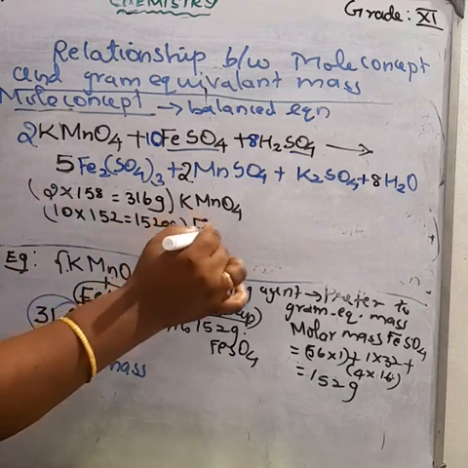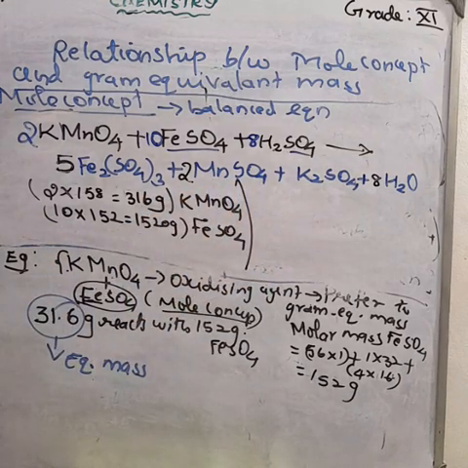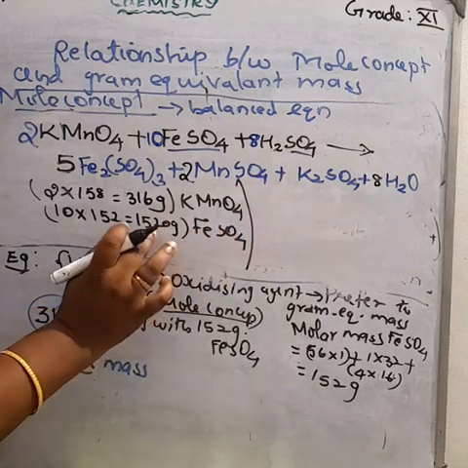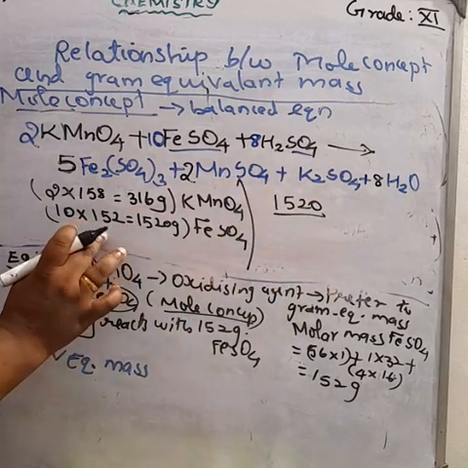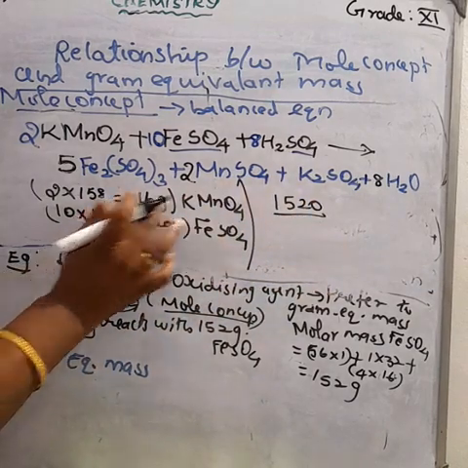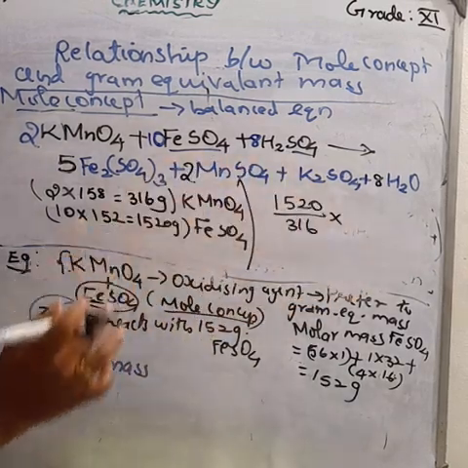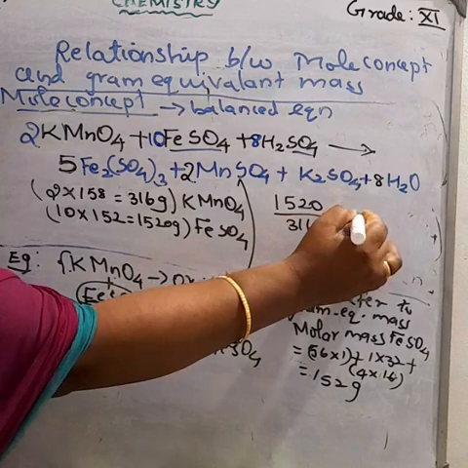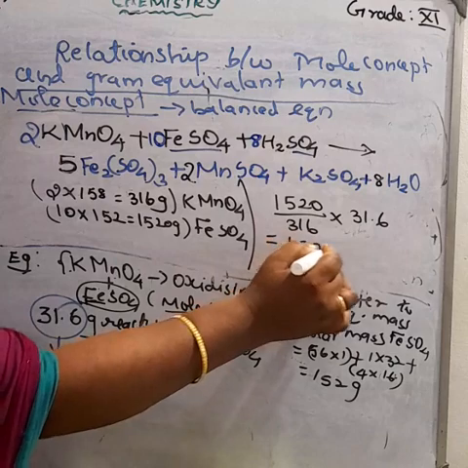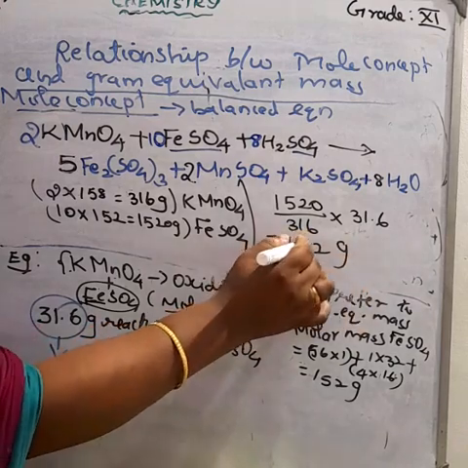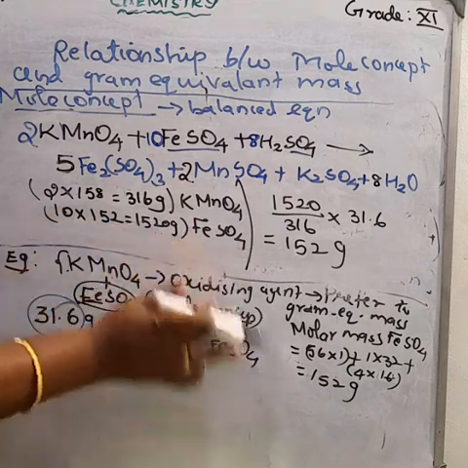So what is the equivalent mass of ferrous sulfate? How can we calculate it? The total mass of ferrous sulfate, 1520, divided by the mass of potassium permanganate, 316 gram, into the equivalent mass of potassium permanganate, 31.6. If we divide and multiply this, we get 152 gram. 152 gram of ferrous sulfate we get. Understood? So this is the relationship between the mole concept and the equivalent mass concept.